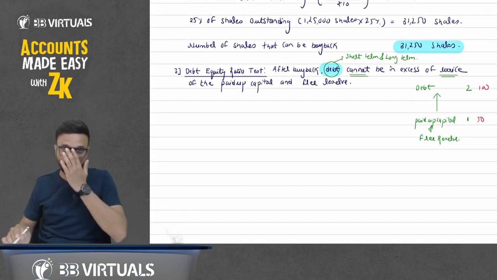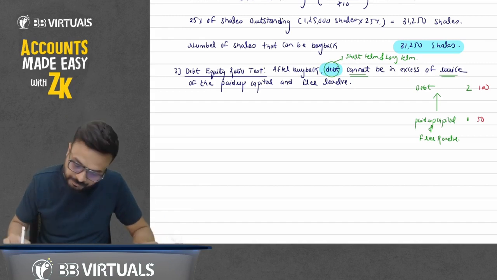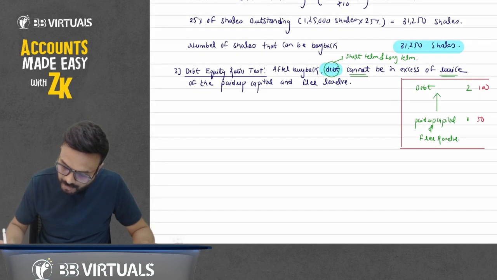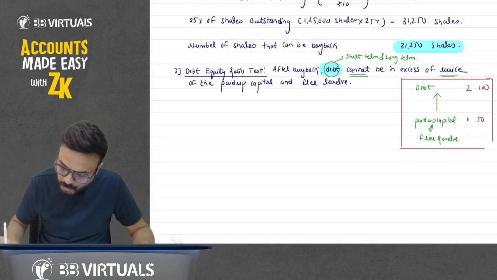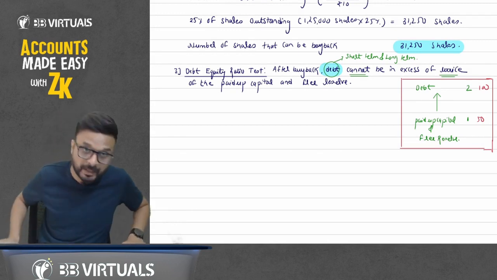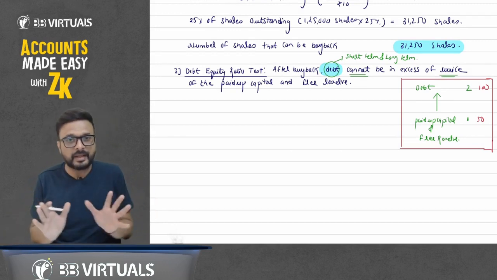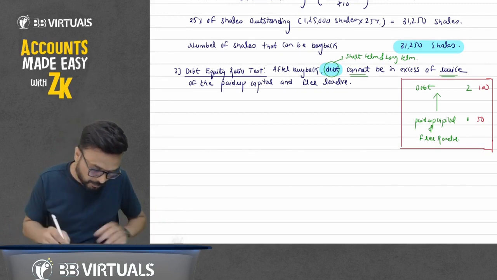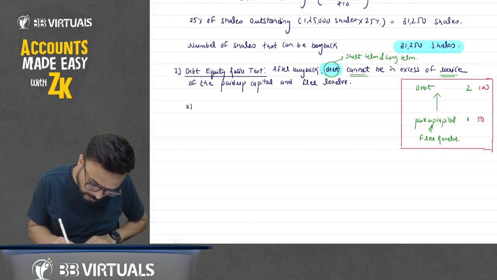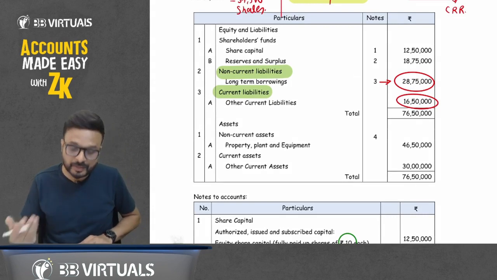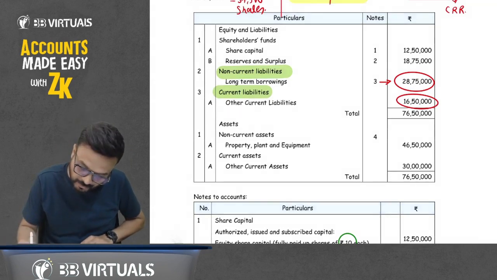Now understand this point. How much is your current debt? Because at the time of buyback, there will be a change in the amount of paid up capital and free reserve. So first see how much debt we have. First write down here point number A, debt. So how much is debt? Here you can see non-current liability, which is long term, 28,75,000.